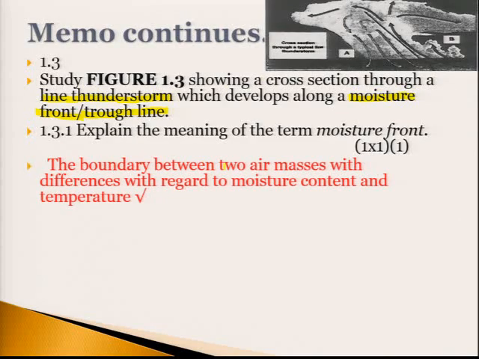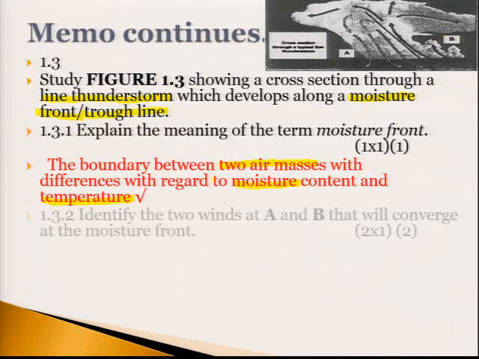A moisture front is a boundary between two air masses with different properties with regard to moisture content and also with regard to temperature. Then give a 1 mark for that. It's important that they must mention to us two air masses. Why? Because the Atlantic Ocean is cold, the Indian Ocean is warmer. We've got two air masses with different properties with regard to the moisture content. It's not the same. Also with regard to temperature. Atlantic is cold, Indian is warmer.